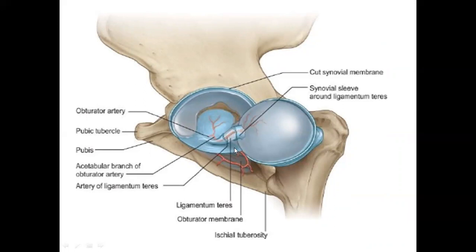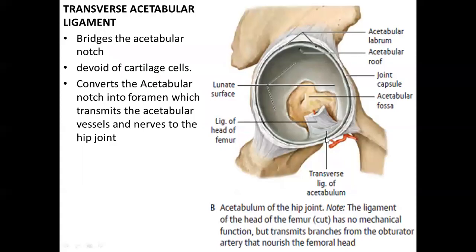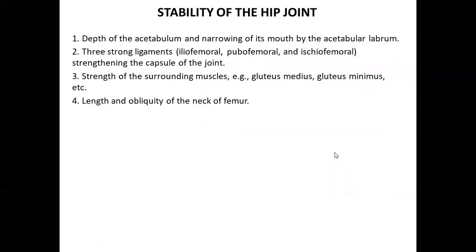Then we have this ligament. This is the transverse acetabular ligament. The transverse acetabular ligament bridges the acetabular notch. There is a notch here, right? So it bridges the acetabular notch. However, it is devoid of any cartilage. So you can see here, it converts this acetabular notch into the acetabular foramen through which nerves and vessels pass.